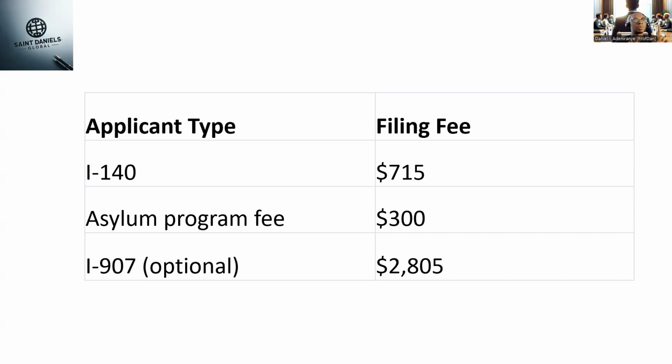Please take note that the I-907 is optional. For those who want premium processing to fast track the timeline of receiving a decision from USCIS, that's optional, and it's $2,805. For that, you will fill Form I-907. For the asylum program fee, there is no form you're going to fill. The only thing you need to do is to pay the money. But take note, for those of you that use a credit card, you can charge all of these on the same credit card form.